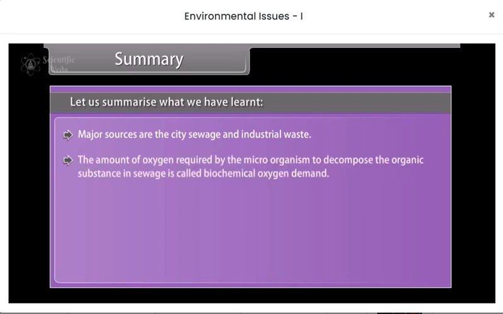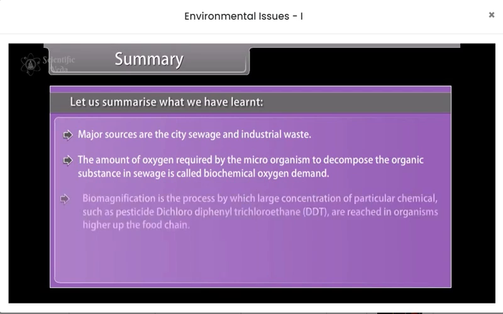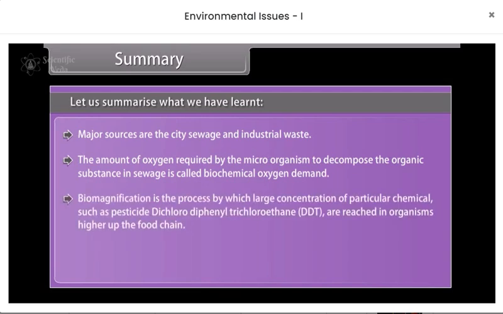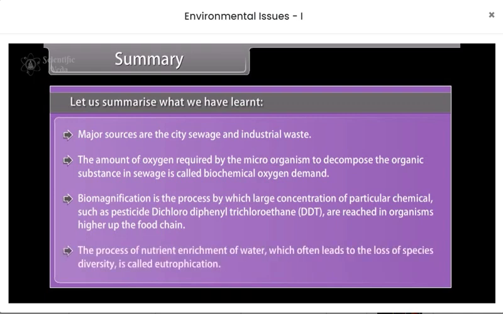The amount of oxygen required by the microorganism to decompose the organic substance in sewage is called biochemical oxygen demand. Biomagnification is the process by which large concentrations of a particular chemical such as the pesticide dichloro-diphenyl-trichloroethane, DDT, are reached in organisms higher up the food chain. The process of nutrient enrichment of water, which often leads to the loss of species diversity, is called eutrophication.